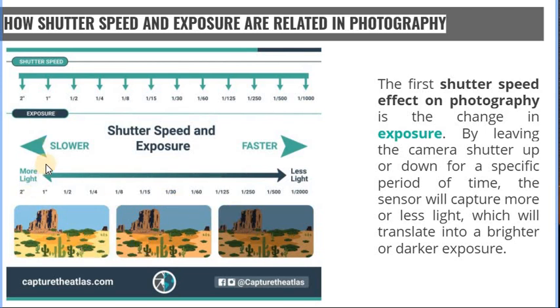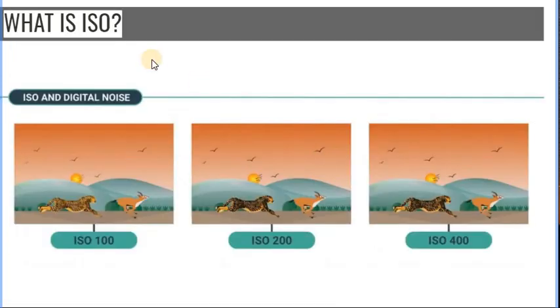Tignan nyo. Kapag mas slower ang ating shutter speed, anong mangyari? The more na light ang papasok, therefore, anong mangyari sa image? Mas maliwanag. Nakikita nyo ba itong picture? Tingnan mo, more light. Tingnan nyo, mas maliwanag ang picture. Pero kapag mas less light, ibig sabihin, mas faster ang ating shutter speed, mas lalong dumidilim ang ating image or yung ating exposure. Nagigets nyo ba? Opo. Yes, ma'am. Okay, next.